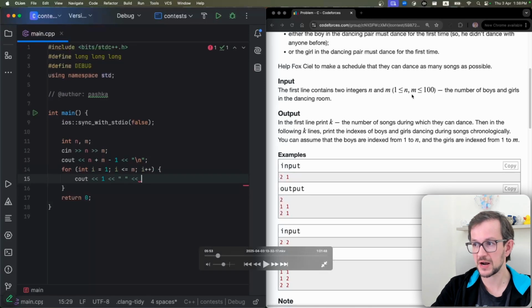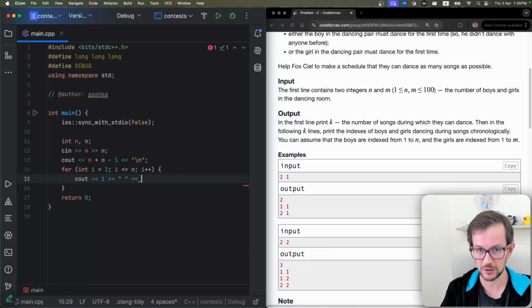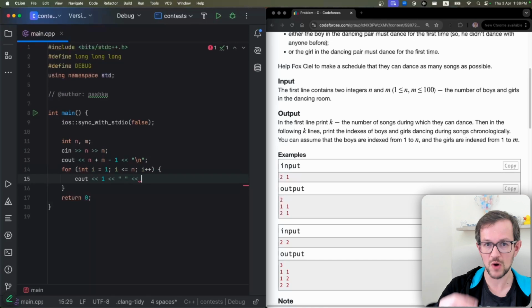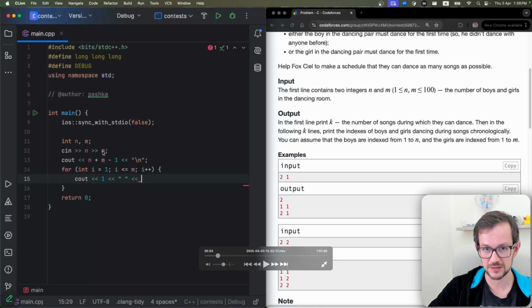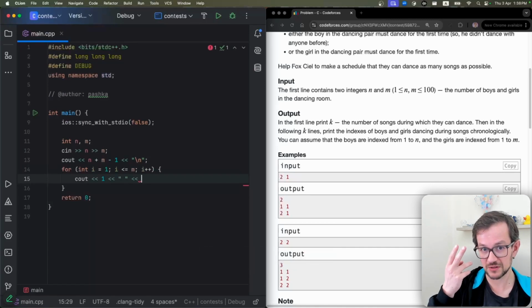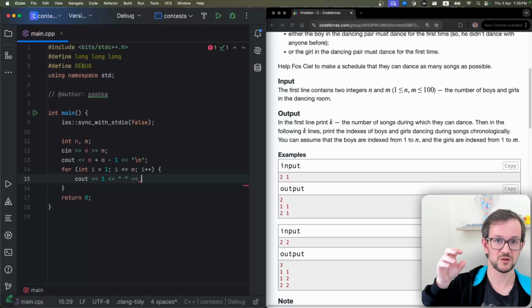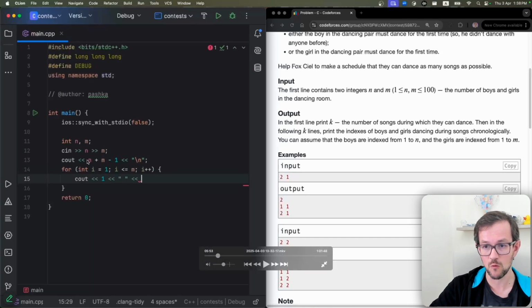Since I have n plus m persons in total, and in every dance one of them should be dancing for the first time, I should have at most n plus m dances. And in the first dance, both persons are dancing for the first time, so I spend 2 items, and in every other dance I spend at least one item. So in total, I might have no more than n plus m minus 1 dances.